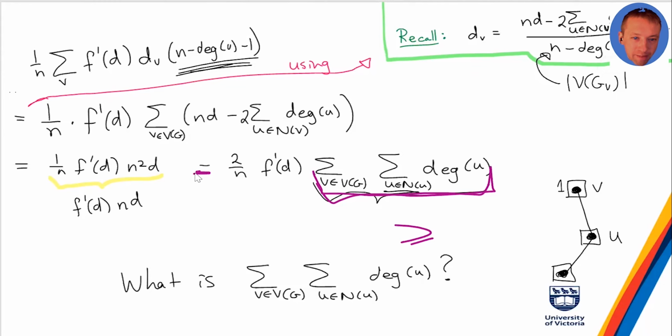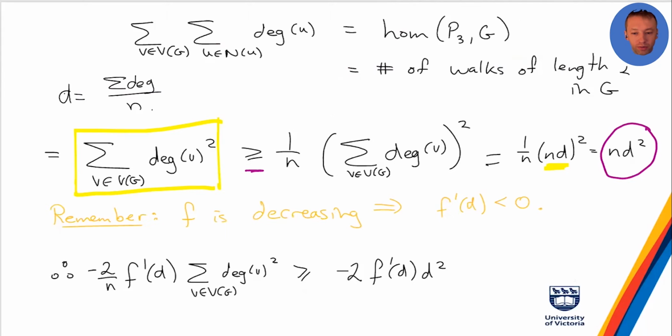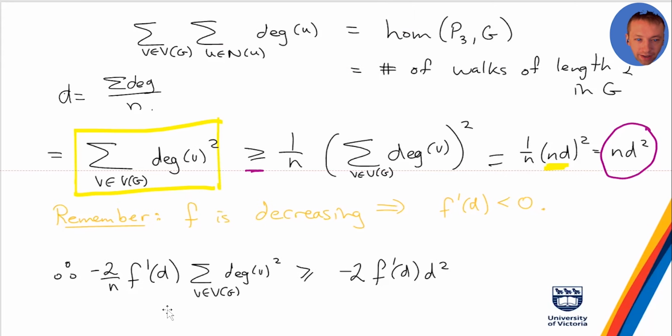And the good thing is I've got a minus here. I know that the derivative of f is negative. So the coefficient here in total is positive because f prime is negative. So if I lower bound this sum, I plug in the lower bound, that gives me a lower bound for everything. Even though there's a negative sign here, the coefficient is positive because f prime is negative. So that's what I'm trying to say here at the bottom.